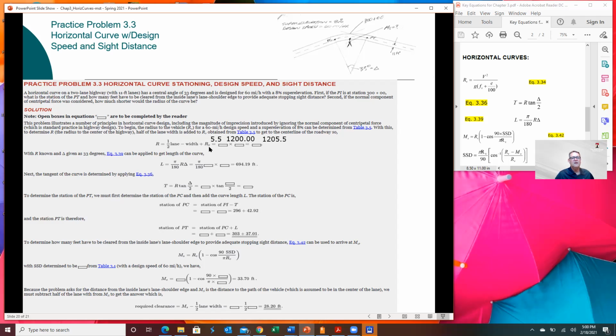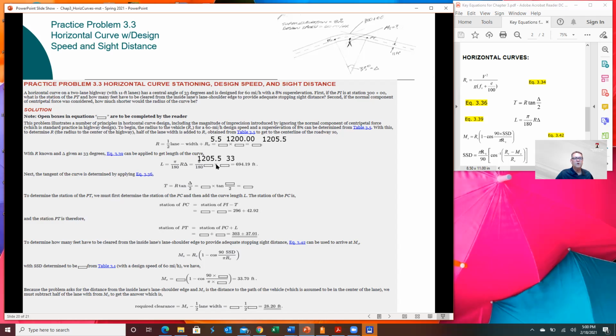So R sub V is 1200, R is 1205.5 because you're adding half a lane width to it. So that's the difference between R and R sub V. Now with R known and delta given, you can go to equation 3.39, which is the equation here, and figure out what the length of the curve is.